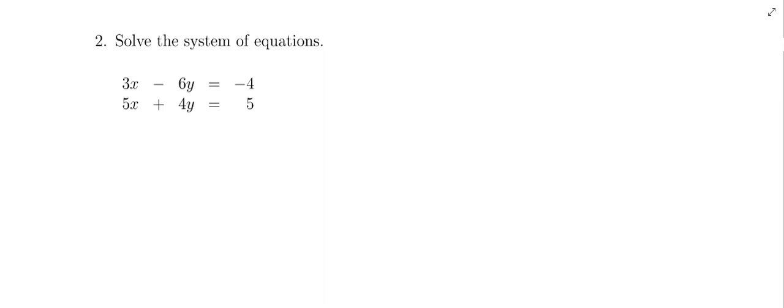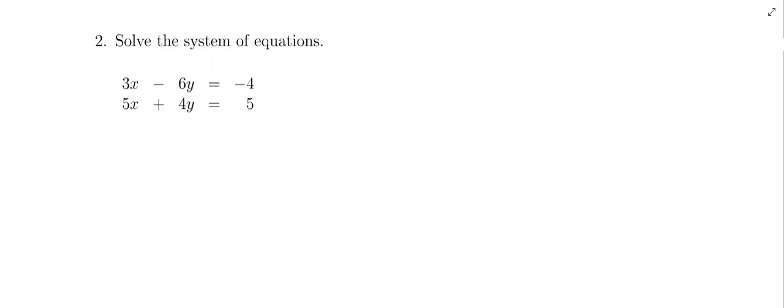Example 2. Solve the system of equations. Here we have 3x minus 6y equals negative 4 as the first equation, and the second equation is 5x plus 4y is equal to 5. Again, we are interested in finding the x value and the y value that you plug into both equations, and both equations end up in true statements.